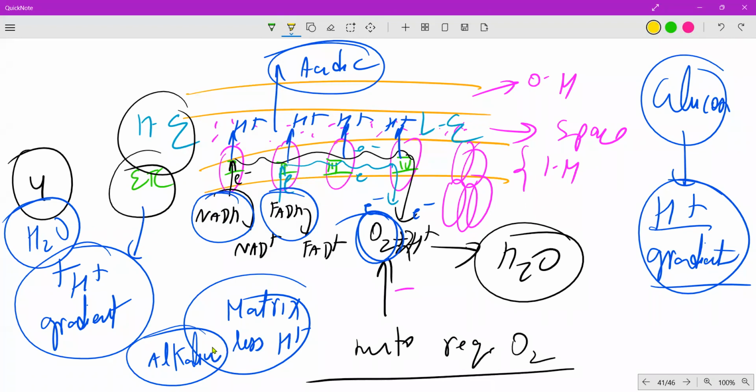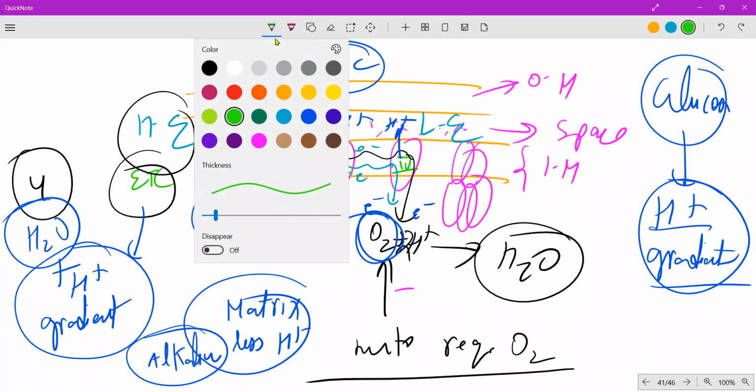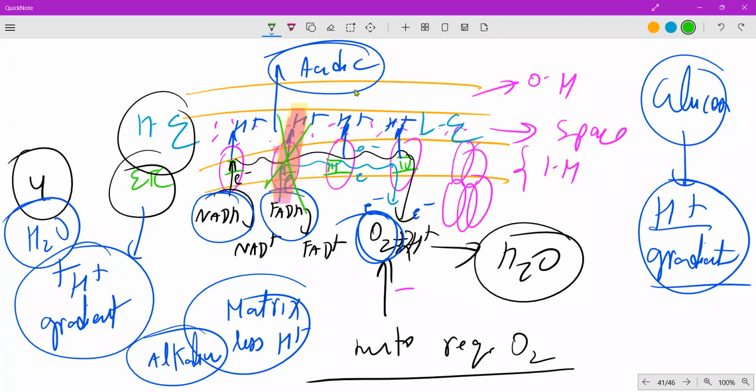Proton is not found by every complex. What are you saying? Sir, this second complex. So what we know is, this is wrong. This is entirely wrong here. Complex 2 will never translocate protons. Complex 2 never translocates protons. Always keep this in mind.